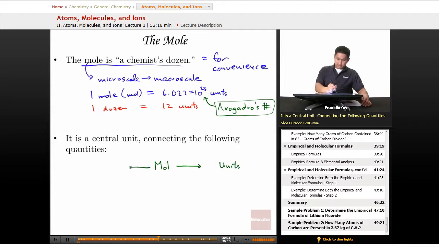From the mole, we can calculate individual units. From the mole, we can also get the grams. Now, when we go from mole to units, we are going to multiply by Avogadro's number, 6.022 times 10 to the 23rd units for every 1 mole. But when we go the opposite direction, we're going to divide by Avogadro's number.